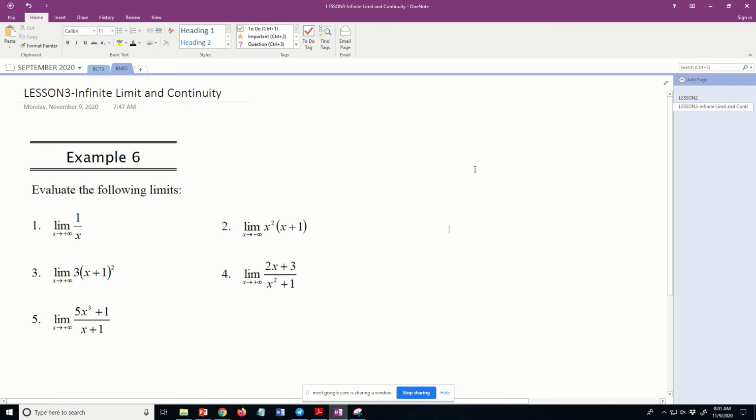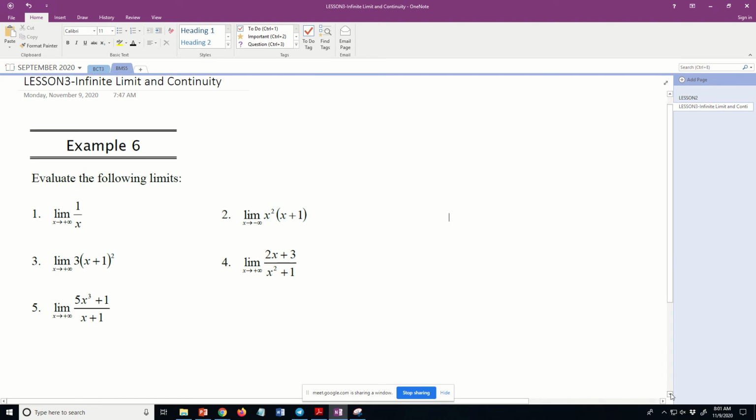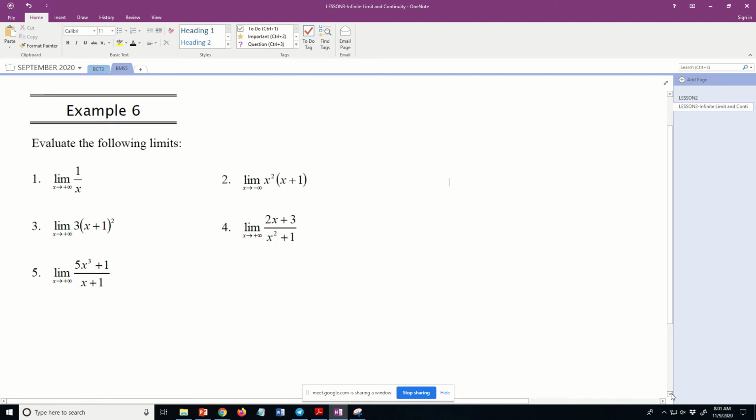Okay, class. Let me continue with the lesson for today. Again I start with infinite limit. As I stopped in the earlier class, I stopped at infinite limit, so I'm going to continue from there. Very good morning, everyone. So we are going to continue with example 6.